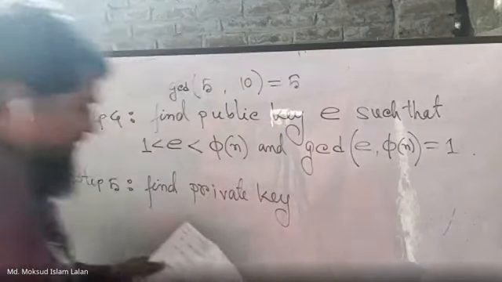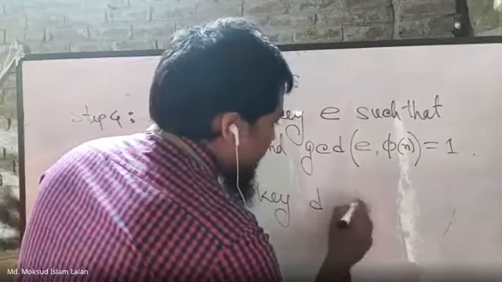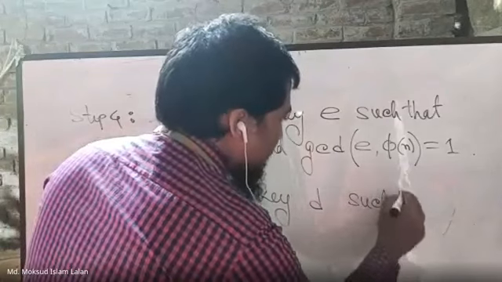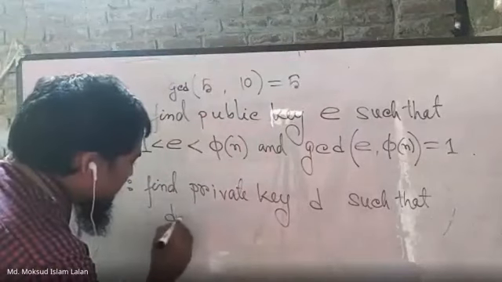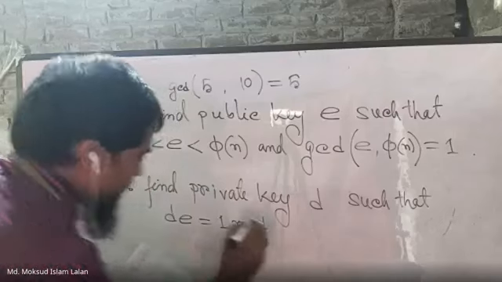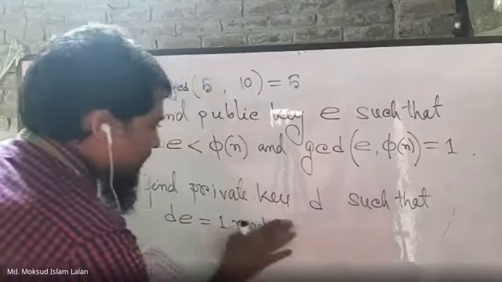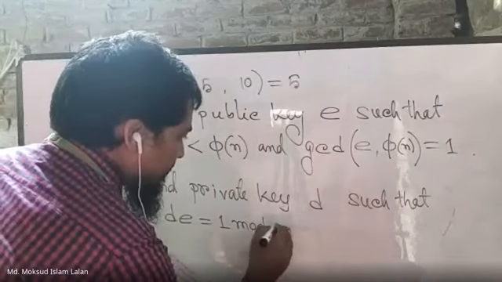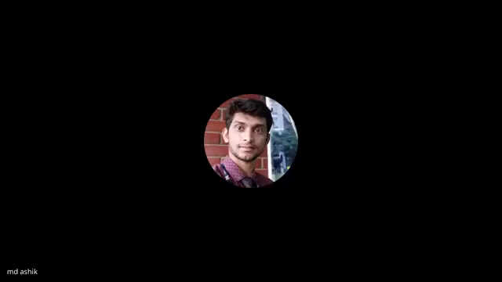Find private key. Private key is denoted by d, right? Such that d e is equal to 1 mod phi of n. Can you see the board clearly? If you don't see, please raise the question. Yes, sir. Clear, sir. Okay.